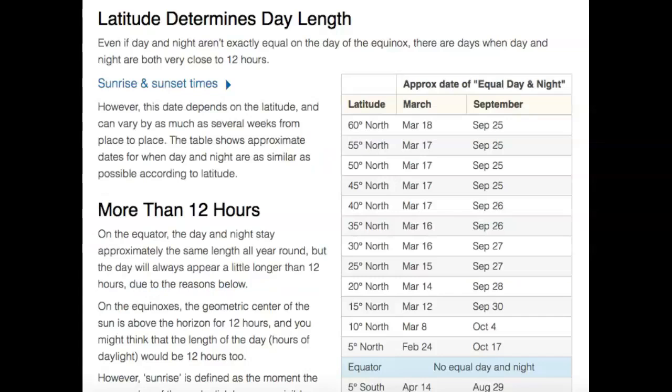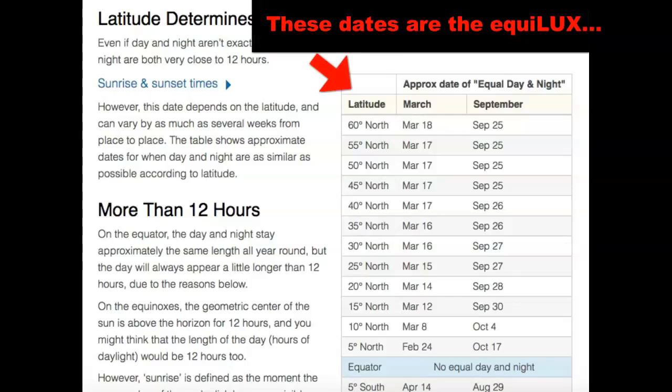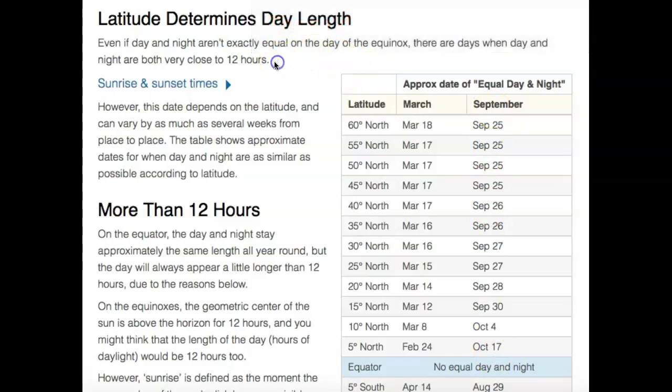This right here from time and date gives you more about the equal day and night and tells more about the equilux. And right here around the world, this gives you the dates of when the equilux actually is. Now again, this is according to the equilux, which means that it's day for 12 hours and exactly night for 12 hours.